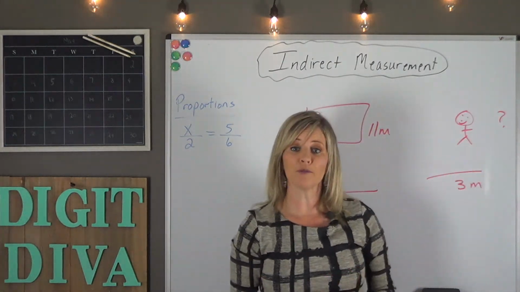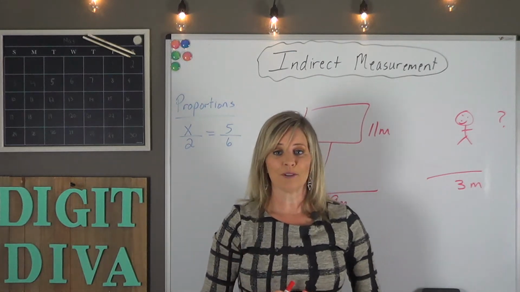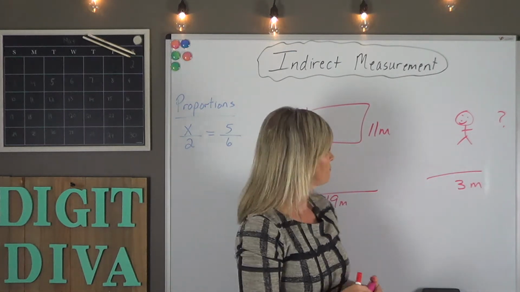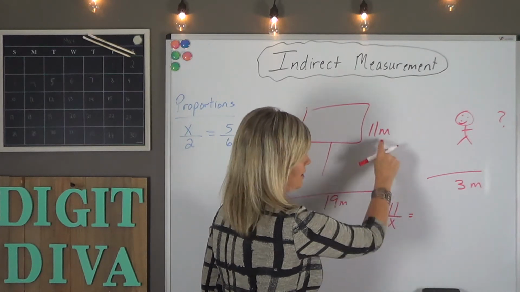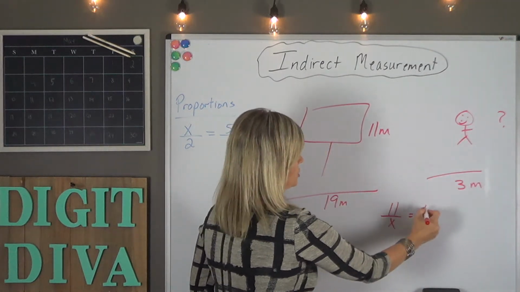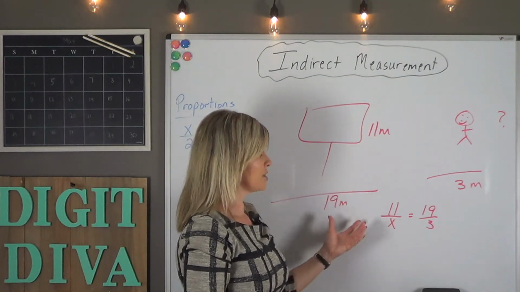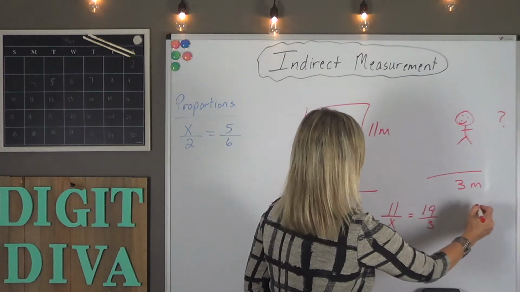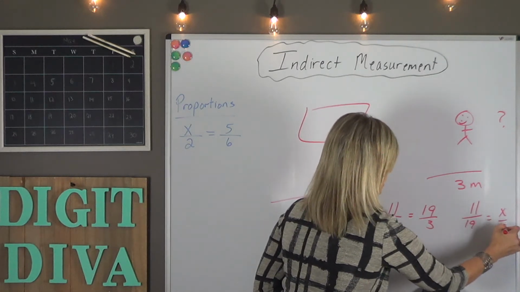Sometimes the word problem tries to confuse you, but just reread it until it makes sense and draw a picture. So I can say height is to height as shadow is to shadow. Or I could make a fraction out of the sign. I could say height is to shadow as height is to shadow.